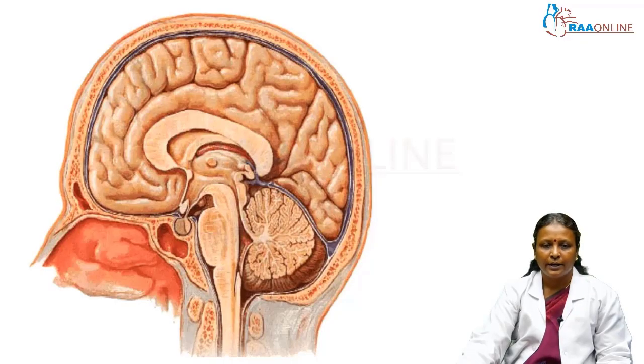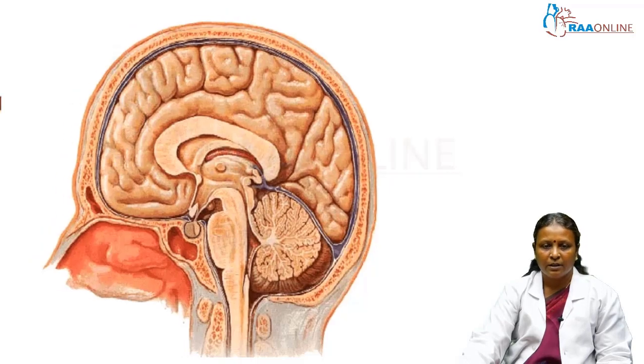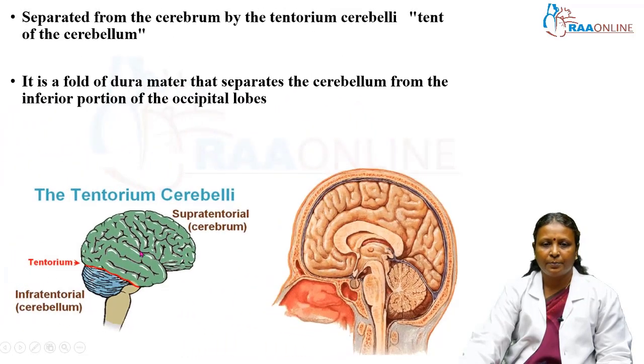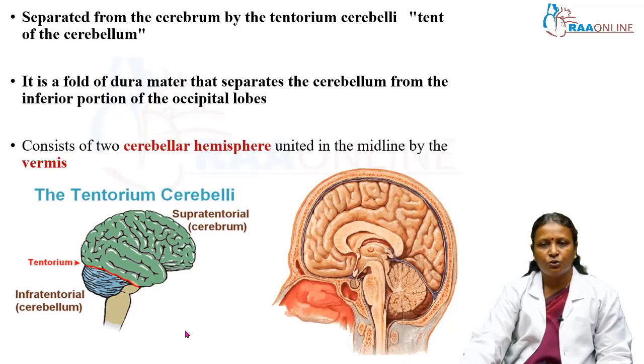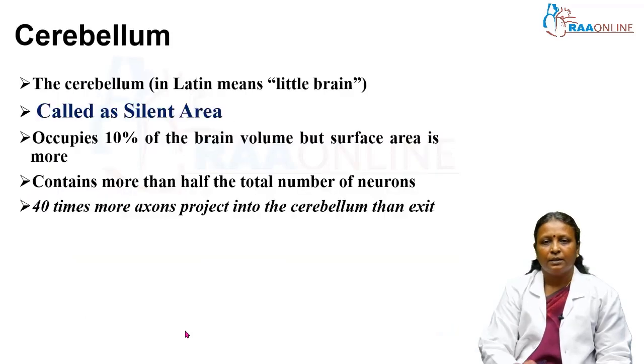Brain. Okay, the tentorium cerebelli is the thin fold of dura mater that separates the cerebral cortex from the cerebellum. So the cerebellum contains two cerebellar hemispheres united in the midline by the vermis. The cerebellum is otherwise called the little brain. It is also called the silent area.